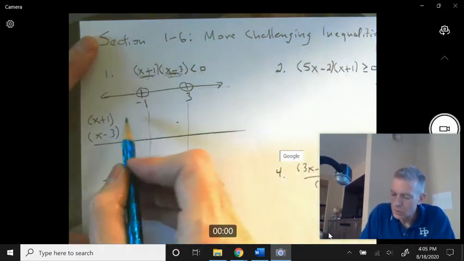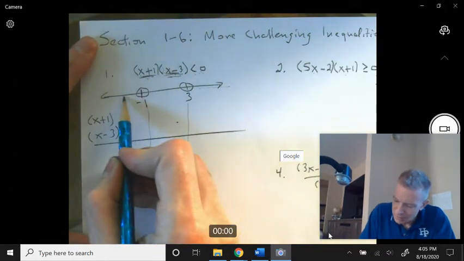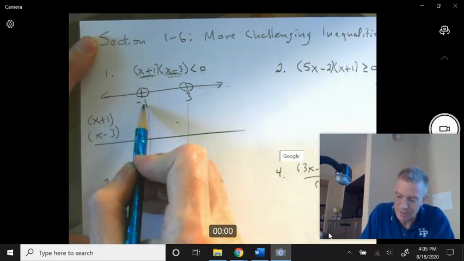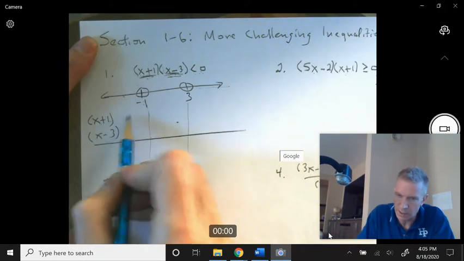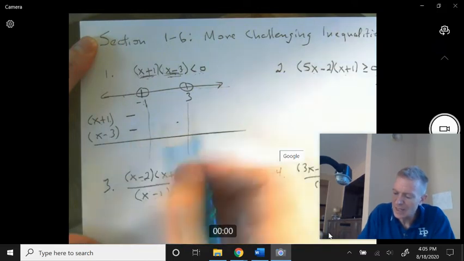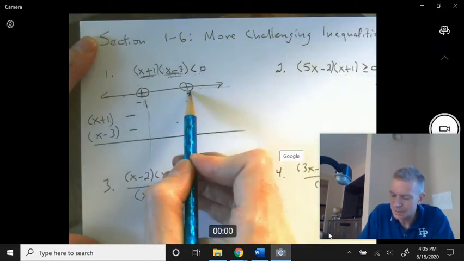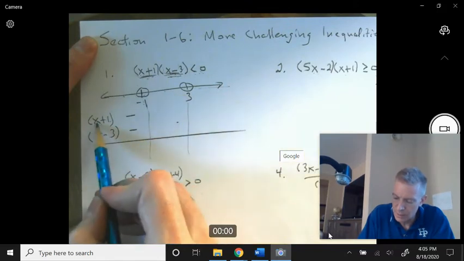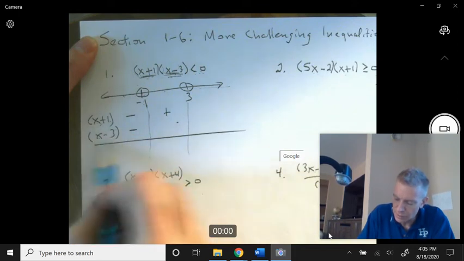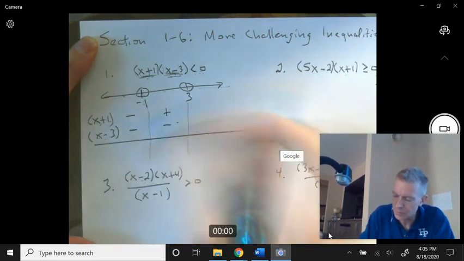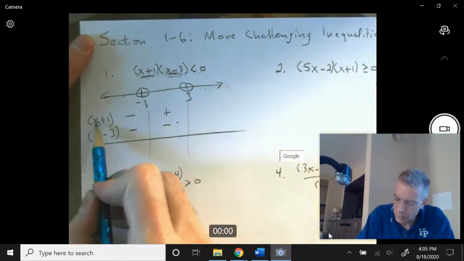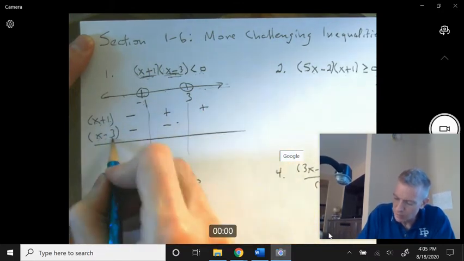So when x is less than negative 1, what happens to these quantities? Let's just pick something. Let's say x is negative 2. Negative 2 plus 1, I get a negative. Negative 2 minus 3, I get a negative. Now, when x is anything between negative 1 and 3, let's say 0: when x is 0, this quantity is going to be positive, and this quantity is going to be 0 minus 3, negative. Pick a number greater than 3 to test this interval. Say x is 4. 4 plus 1, positive. 4 minus 3, positive.